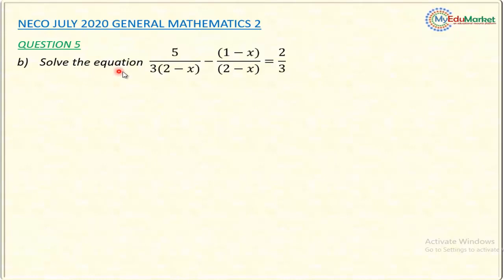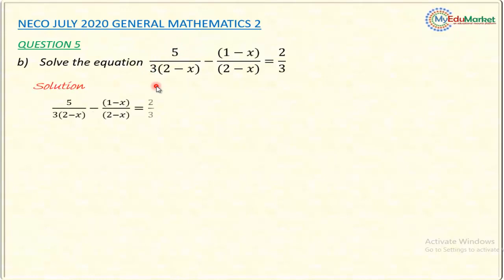The question says: solve the equation 5 over 3(2 - x) minus (1 - x) over (2 - x) equals 2 over 3. This is our equation involving algebraic fractions. So let me attempt to answer this question.